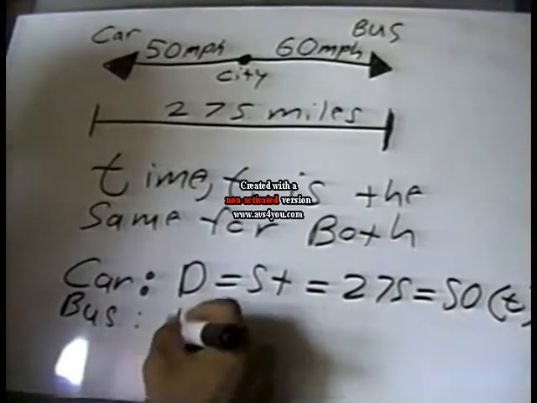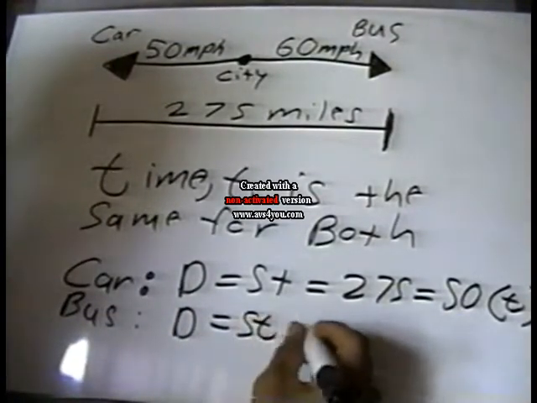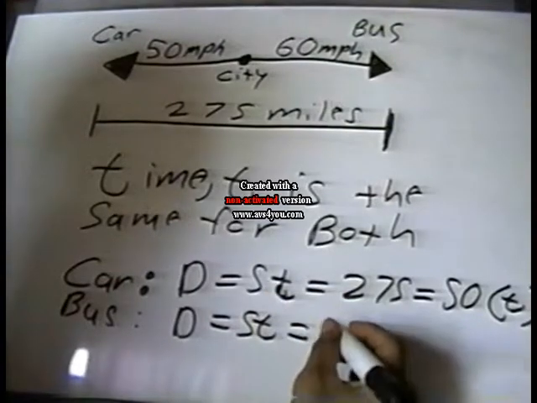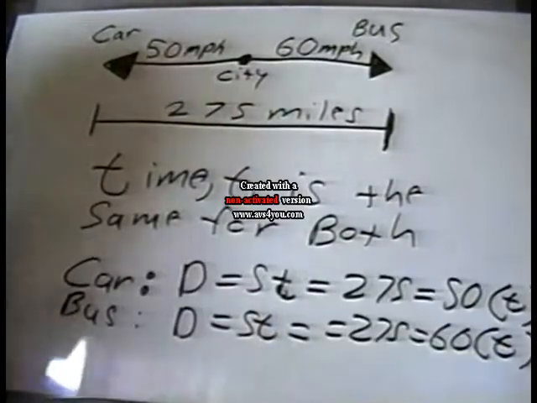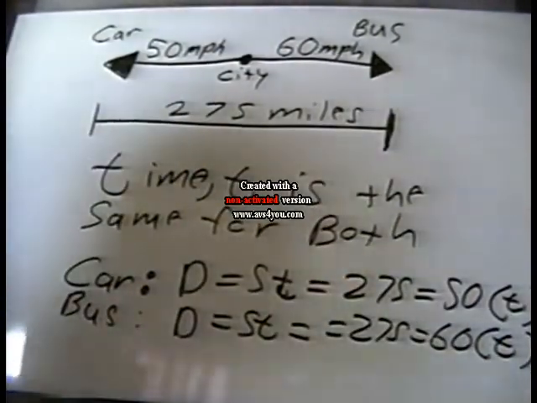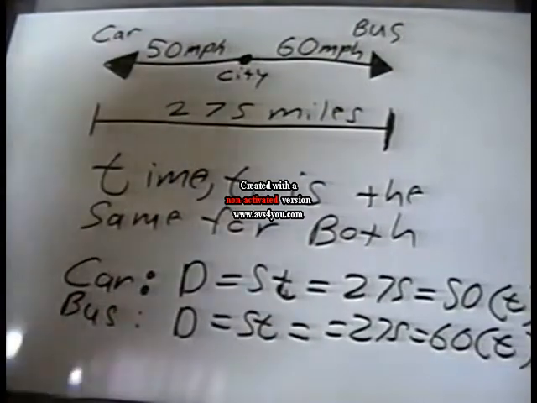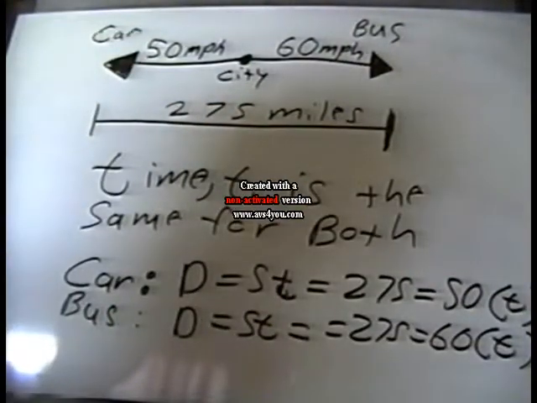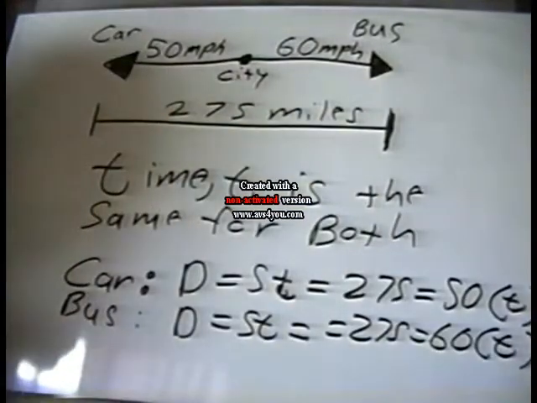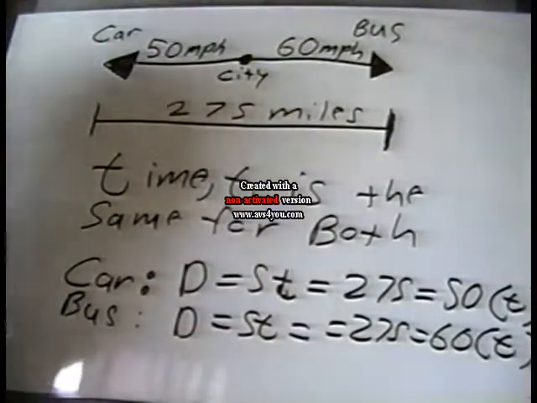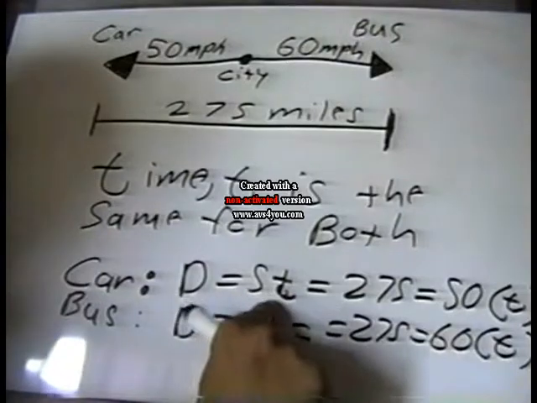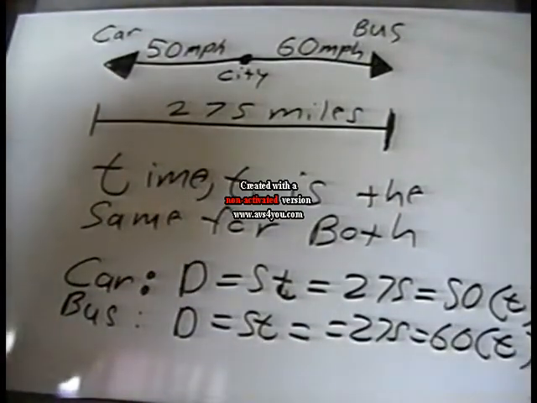See, the car, we can put its distance formula represented by D equals S times T. That's 275 miles equals the speed of 50 miles per hour times the time, which we don't know. That's how many hours. The bus is D equals S times T equals 275 miles, but that's 60, and then the time, T. We're looking to see what time it is.